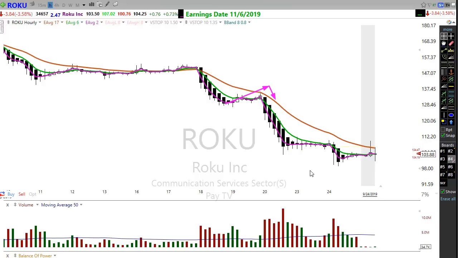Heikin-Ashi will disguise, yes, Heikin-Ashi will disguise gaps. But if you go back, and here's the thing I would ask you about this. No, I mean the 6 and the 2. 6 exponential, 2 exponential, and a 17 exponential. Yeah, sorry, 6 and a 2. Apologize.